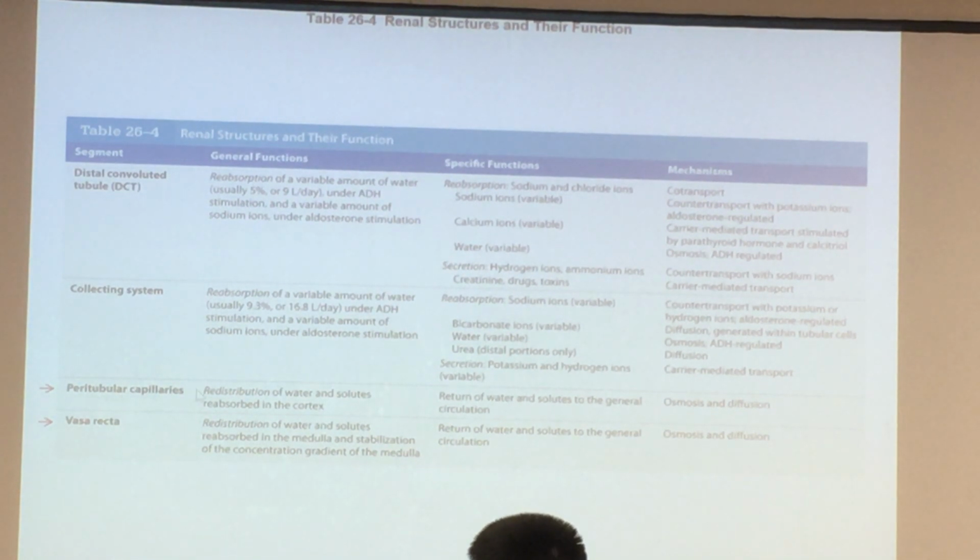Peritubular capillary means all the capillaries outside the tubule. But in the medulla, we have a very long one called the vasa recta, long along the loop of Henle.